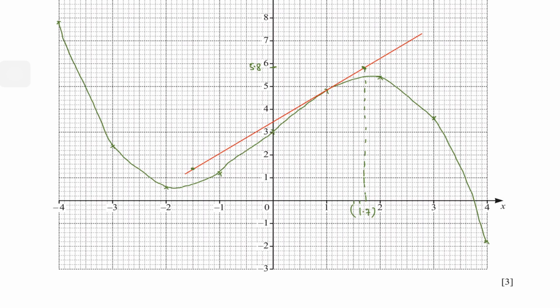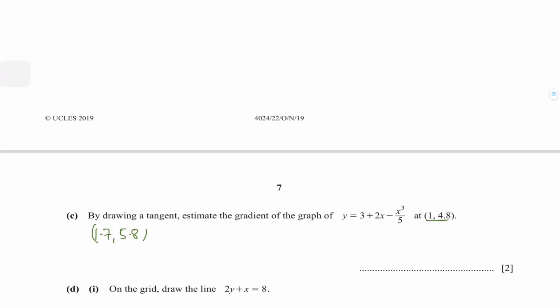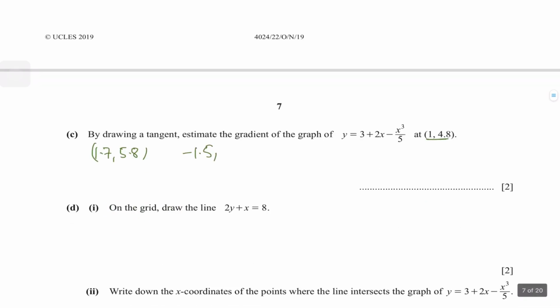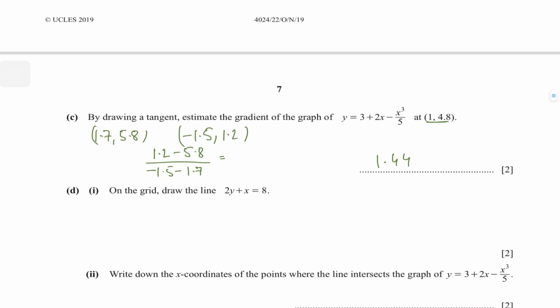Okay, so let's pick this value. This is minus 1.5 and 1.2. So let's use these two points and calculate the gradient. So we're going to do 1.2 minus 5.8 over minus 1.5 minus 1.7. So I'm going to punch this in my calculator. That gives me 1.4375. So I'm just going to lock it at 1.44, which is well inside the acceptable range.